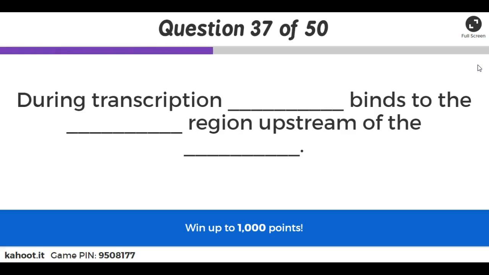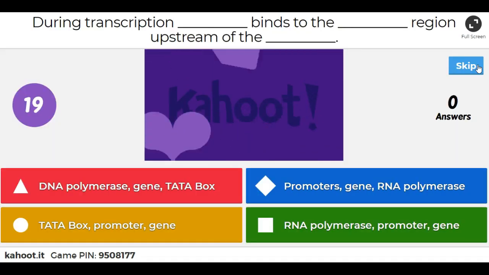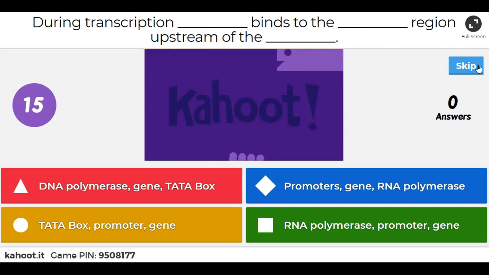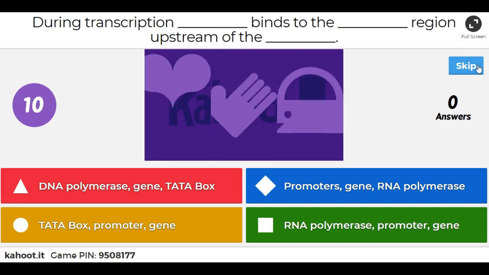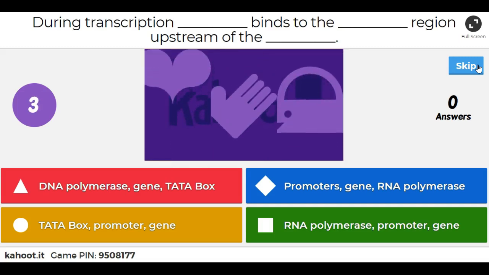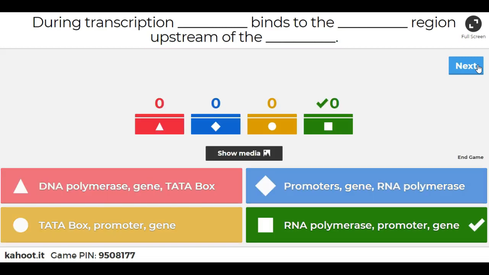During transcription, blank binds to the blank region upstream of the blank. So the answer is that during transcription, RNA polymerase binds to a promoter region that is upstream of the gene.